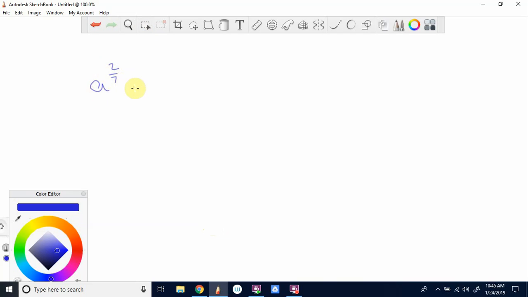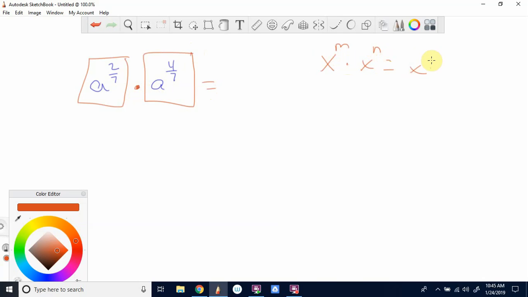a to the 2/7 times a to the 4/7. So what do I have here? Isn't this whole thing an exponent and this is an exponent? They both have the same base, which is a. So I'm going to use the product rule of exponents, which says you have x to the m times x to the n, you simply do m plus n. So I have the same bases and I have the product, so I'm going to do a to the 2/7 plus 4/7.